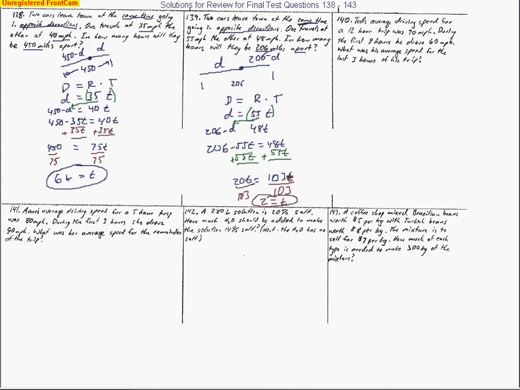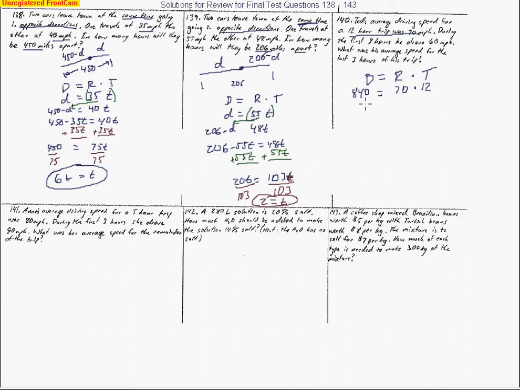Next one talks about Ted's average driving speed for a 12-hour trip was 70 miles an hour. So whenever they give you the average driving speed and they give you the total time, we're going to end up having a rate and a time, and we're going to multiply those, and that's going to give us the total distance that Ted ended up driving.